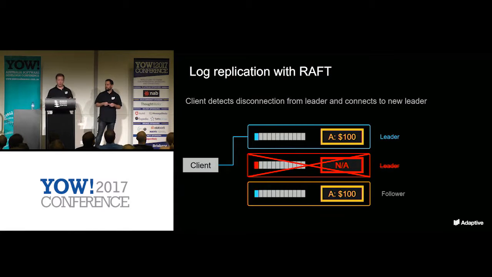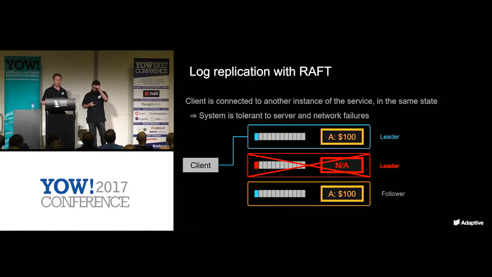So at this point, the client's connected to a node that was in exactly the same state as the previous leader it was connected to. So in this way, we're able to achieve a level of fault tolerance where we can survive a node failure or a network failure. And it's just worth noting that this is all happening in the millisecond space, or even less. It's just a matter of how you're configuring your timeouts.